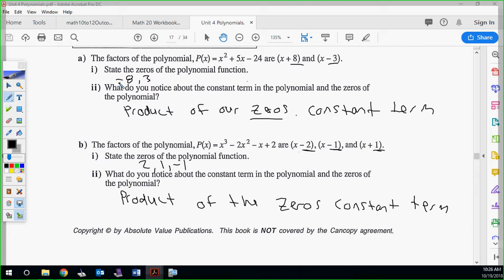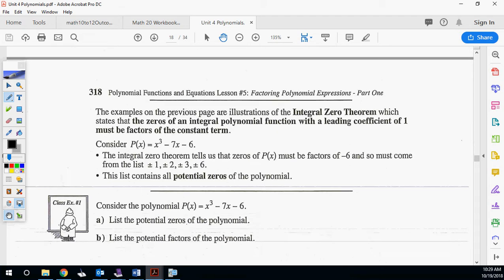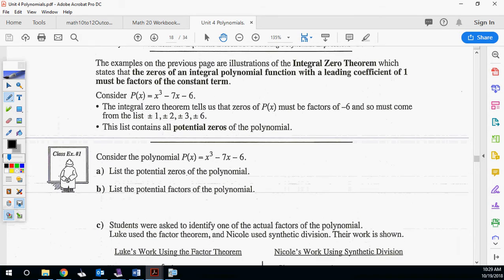Okay, but that makes sense because, again, that comes back to that diploma question we talked about, how we could find a y-intercept really quickly, right? We could say the y-intercept of this has to be this, because that's going to be the constant, remember? So it's just the idea that by multiplying the constants of your zeros, it gets you the constant of your function.